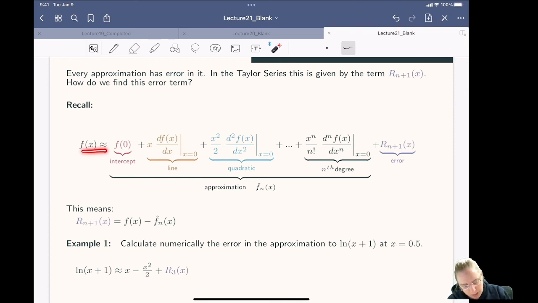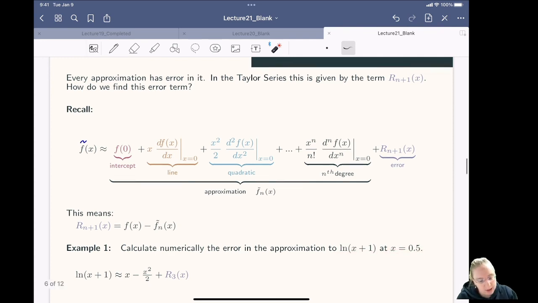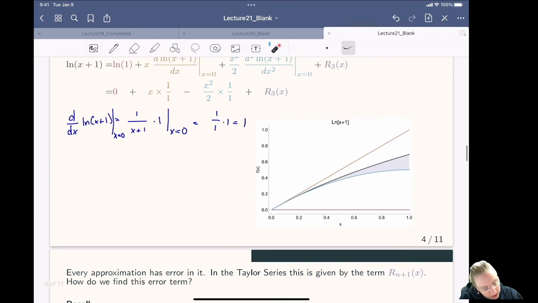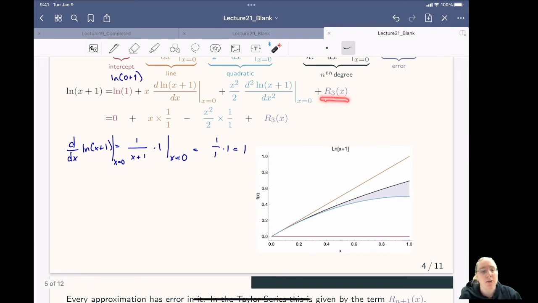Well, we want to take the true value of our function and subtract the approximation of it, approximated to the nth degree. So suppose we want to calculate numerically the error in the approximation that we just did for the natural log of x plus 1 at the value of x equals 0.5. Notice that the magnitude of the error, the length of this purple area, depends on what x value you're using. So if you're using the x value over here at 1, you have this error. If you're approximating it over at 0.4, you only have a little teeny bit of error. So the magnitude of this term here depends on x.